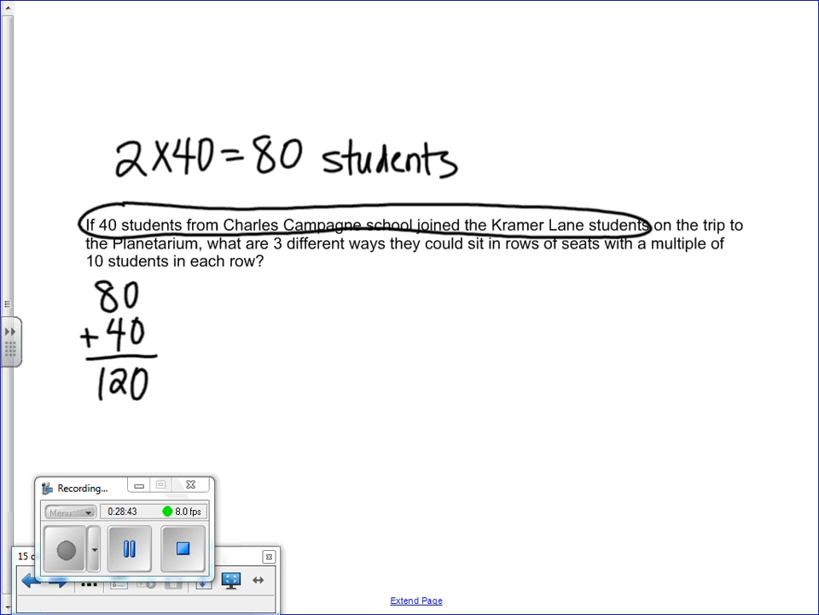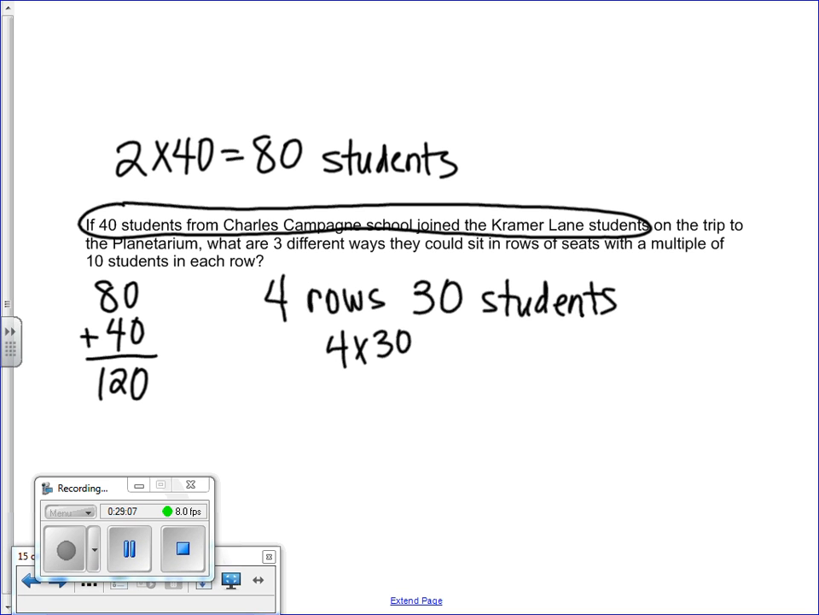Second part says, what are 3 different ways they can sit in rows of seats with multiples of 10 students in each row? Let me show you one way. They could sit in 4 rows of 30 students. 4 times 30 is 120 students, and 30 is a multiple of 10.